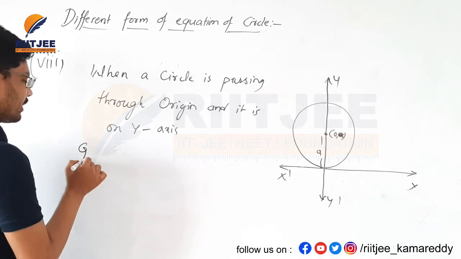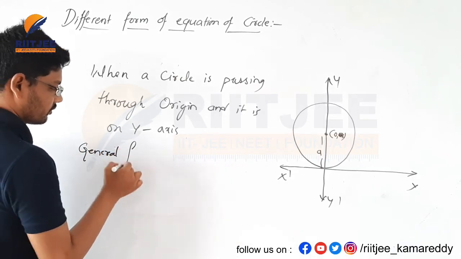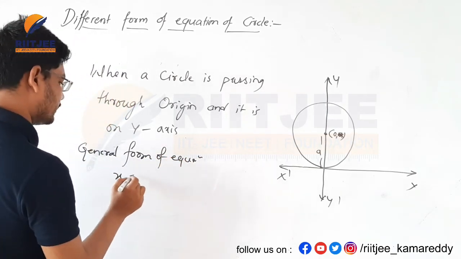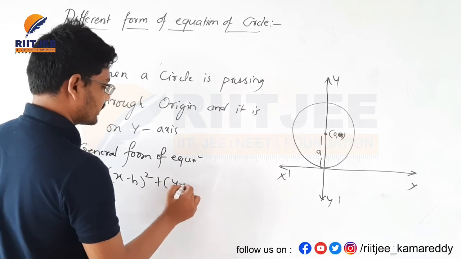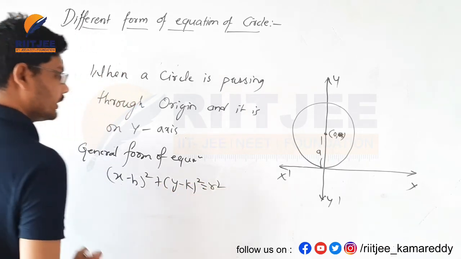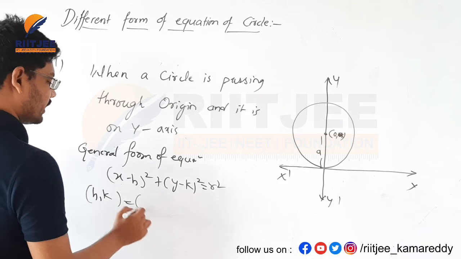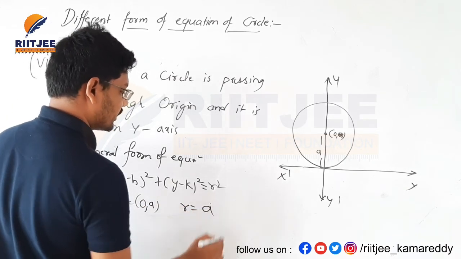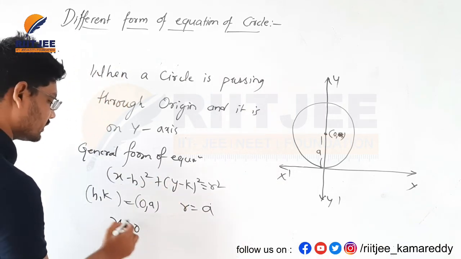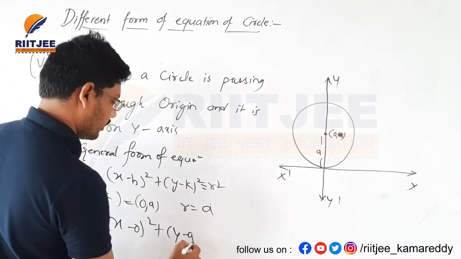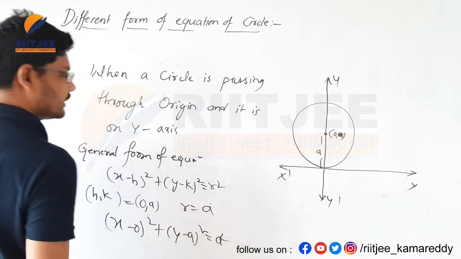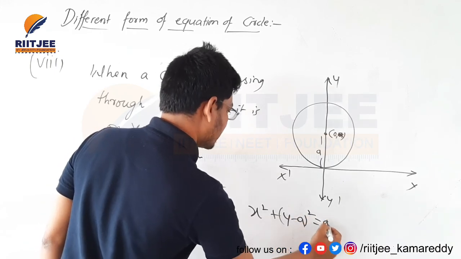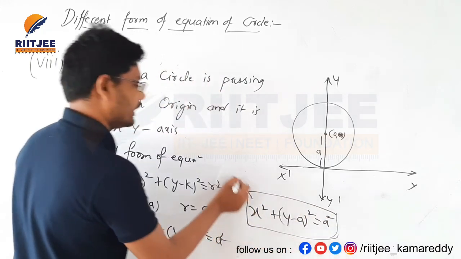And the general form of the equation is x minus h whole square plus y minus k whole square is equal to r square. H comma k is equal to 0 comma a, and r is equal to radius a units. Let's substitute the values. X minus 0 whole square plus y minus a whole square is equal to a square. So x square plus y minus a whole square is equal to a square. This is the final equation of the circle here.